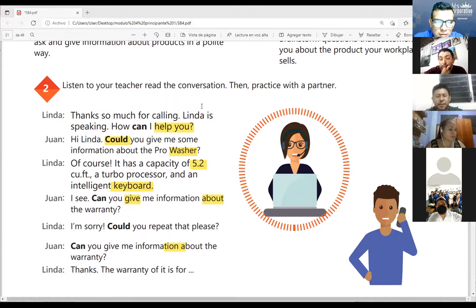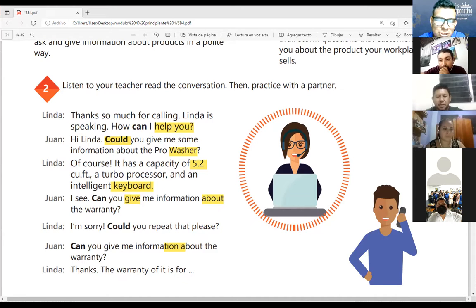Keyboard. And then what can you give? Give. Give information about. Que suene la T al final. About. Okay. También las palabras que terminan en T-I-O-N.